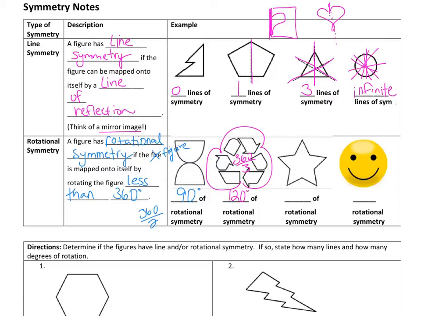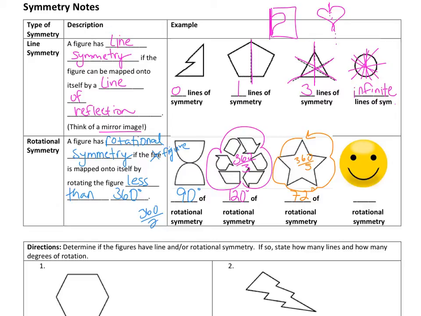We do the same thing with our star. If we start here, we can rotate it a little bit. That's 1, 2, 3, 4, 5 times around. So 360 divided by 5 gives me 72 degrees of rotational symmetry. So we can turn it just 72 degrees, and all the points will line back up on top of itself.